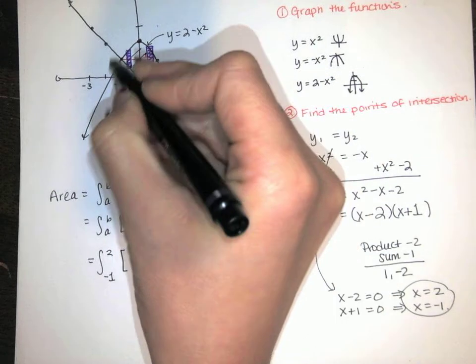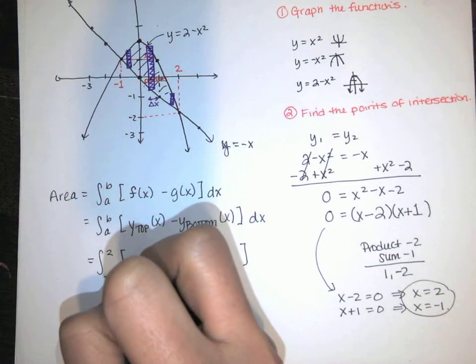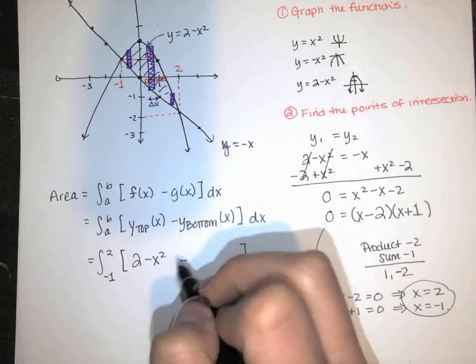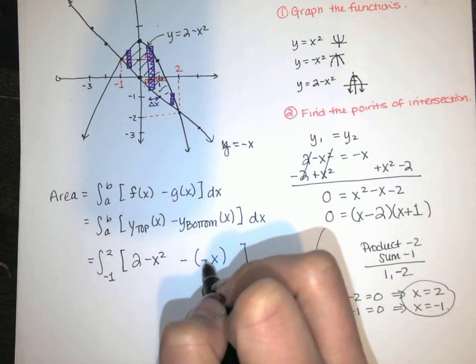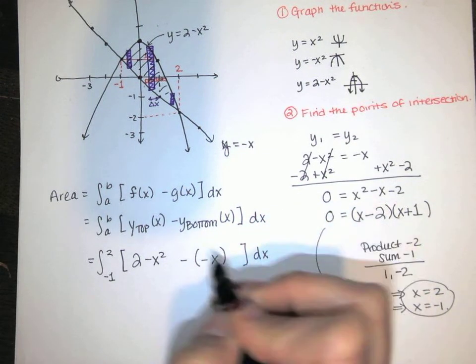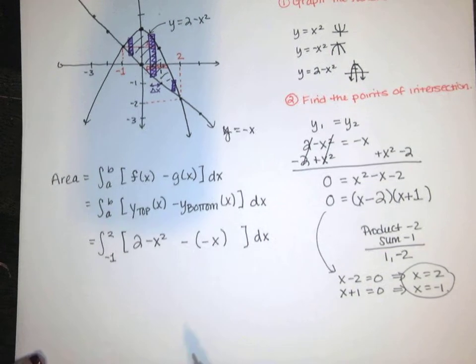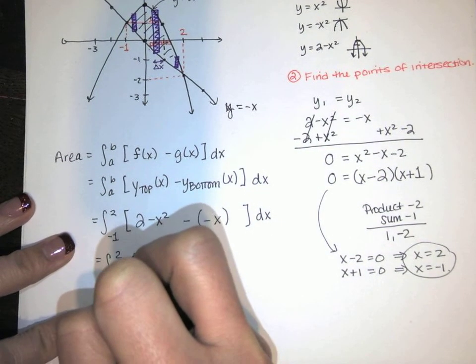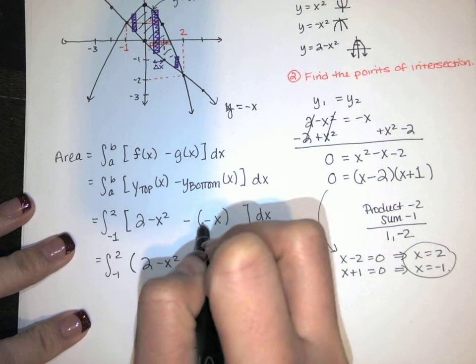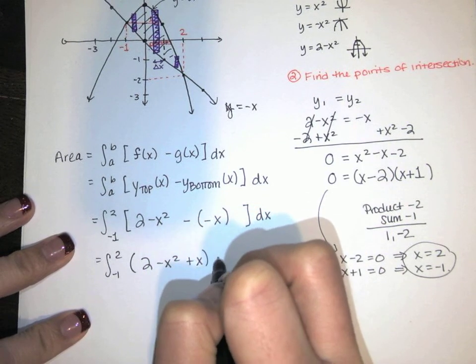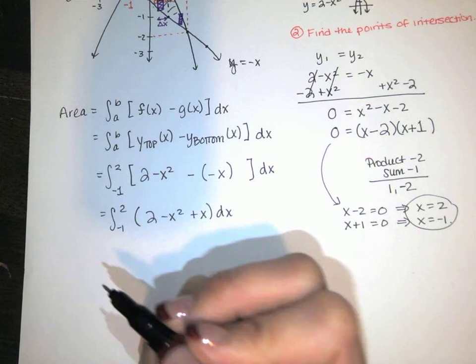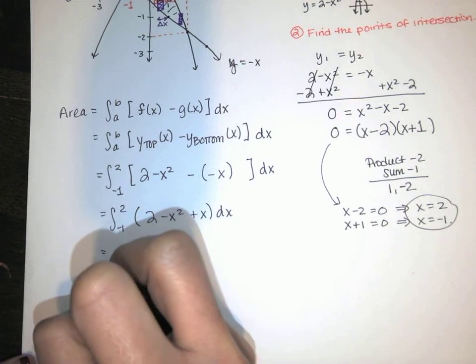Top function was the parabola. That was given by the equation 2 minus x squared. Bottom function was the line, and we're subtracting a negative x. The equation of that line was negative x. So we'll simplify a bit. Distribute the negative: x is positive x. And then we just antidifferentiate and use the fundamental theorem of calculus to get our final answer.